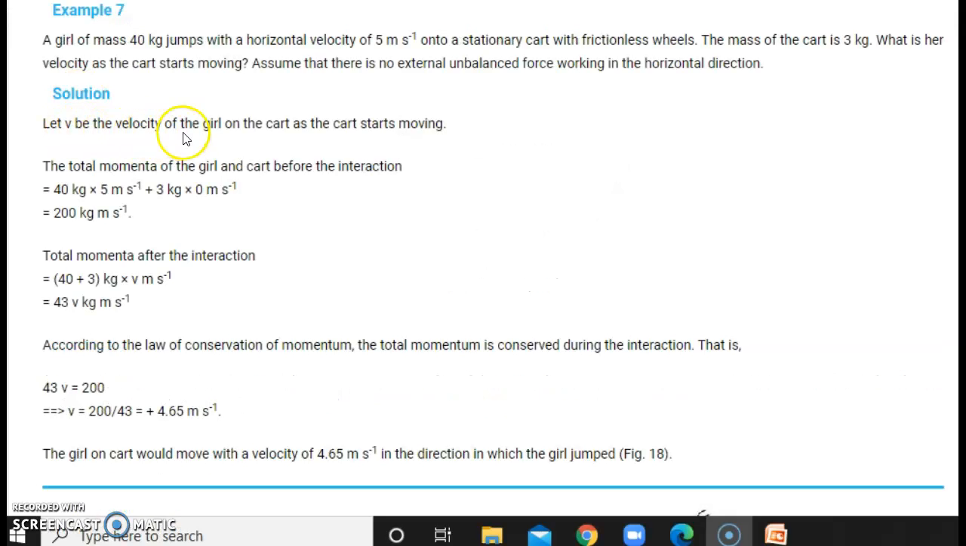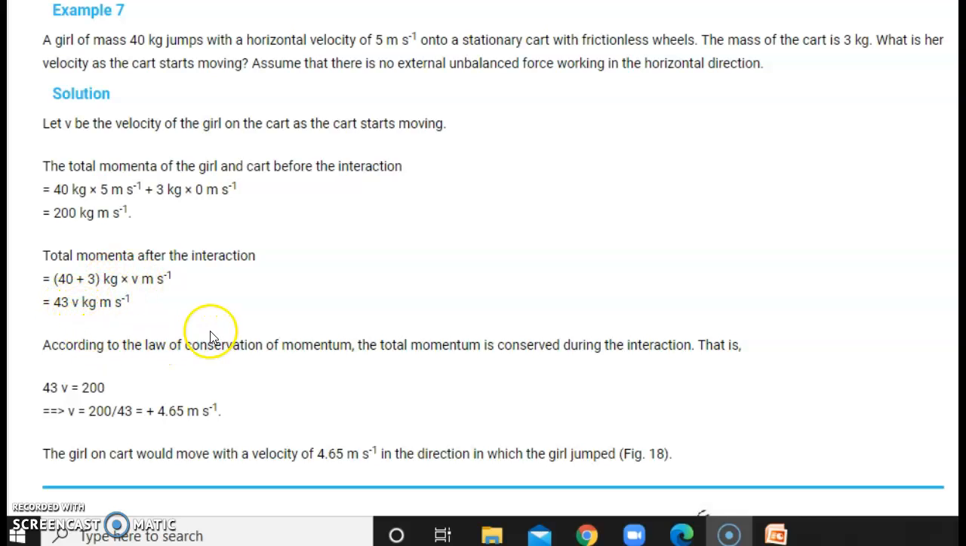Let v be the velocity of the girl on the cart as the cart started moving. The total momentum of the girl and the cart before the interaction is the mass of the girl, 40, and its velocity is 5, so 40 into 5 meter per second, plus 3 kg of the cart with velocity 0. That will be 200 kg meter per second. Next, the total momentum after interaction is 40 plus 3, the mass of girl plus cart, into v, so that is 43v.